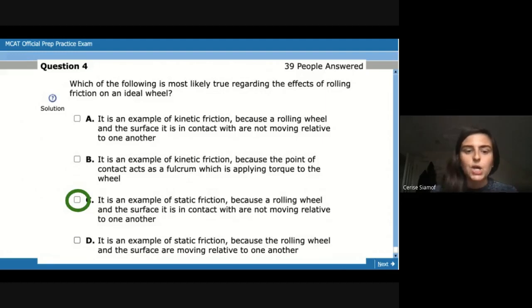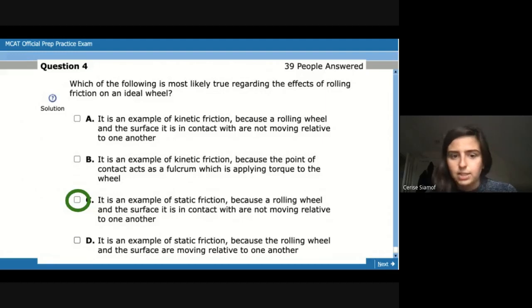First, I'm going to go through the answers and think of how we could try to eliminate a couple. A says it is an example of kinetic friction because a rolling wheel and the surface it is in contact with are not moving relative to one another. If they're not moving relative to one another, then that would not be kinetic friction, it would be static friction. So A itself, as an answer, wouldn't make sense. And the same for D, because if they were moving relative to one another, then it would be kinetic friction, not static friction.